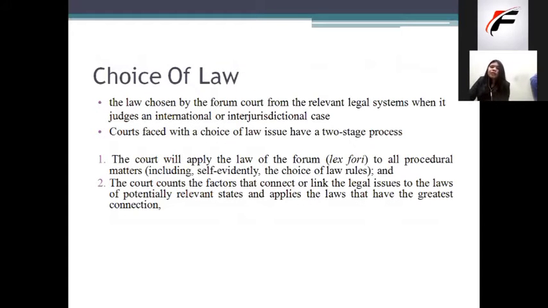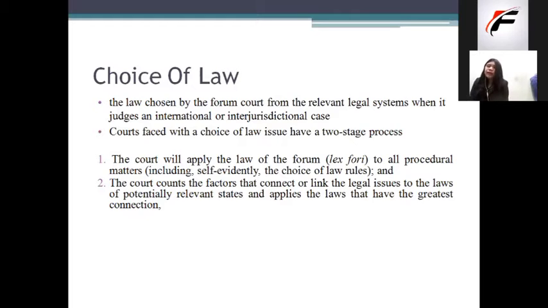So next is choice of law. Choice of law is the law chosen by the forum court from the relevant legal system when it judges an international or interjurisdiction case. A court faced with a choice of law has a two-stage process. The first one is the court will apply the law of the forum, or lex fori, to all procedural matters, including self-evidently the choice of law rules.